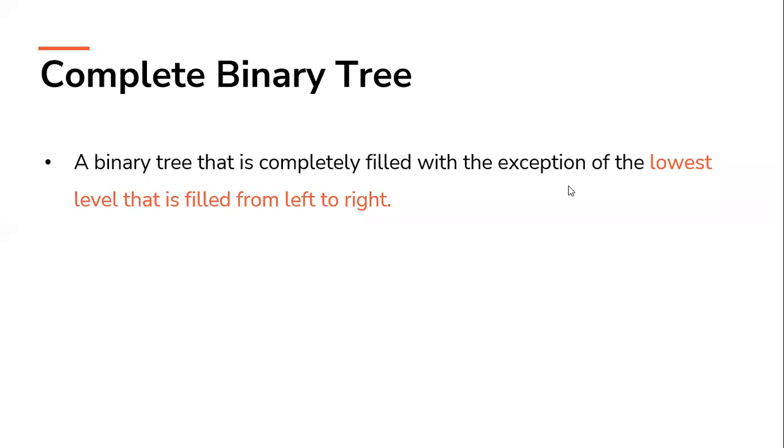A binary tree that is completely filled with the exception of the lowest level, that is filled from left to right, is called a complete binary tree. A binary tree that is completely filled with the exception of the lowest level. Only at the lowest level will there be the exception, that is the leaf nodes exception. That is also filled from left to right. The filling is from left to right. That you have to understand.